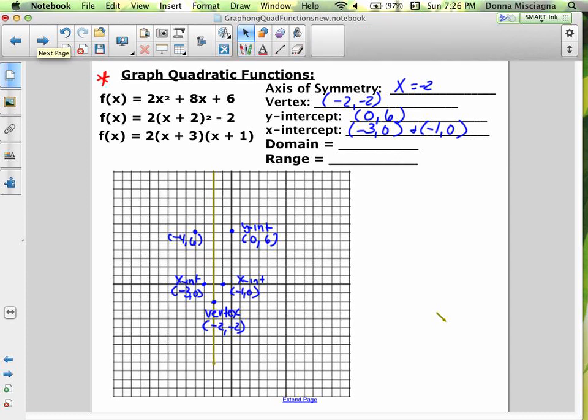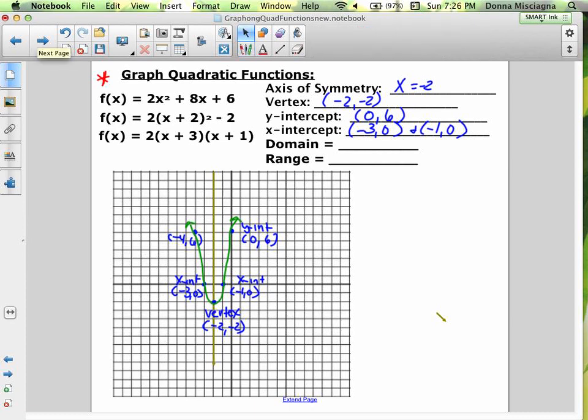Now all I have to do is connect my points with a nice smooth curve. Try to make it not look like a V. It's not V-shaped. That's a different kind of graph. That's absolute value. It's U-shaped. Do your best. And so that looks pretty good. And notice how symmetric my graph is.